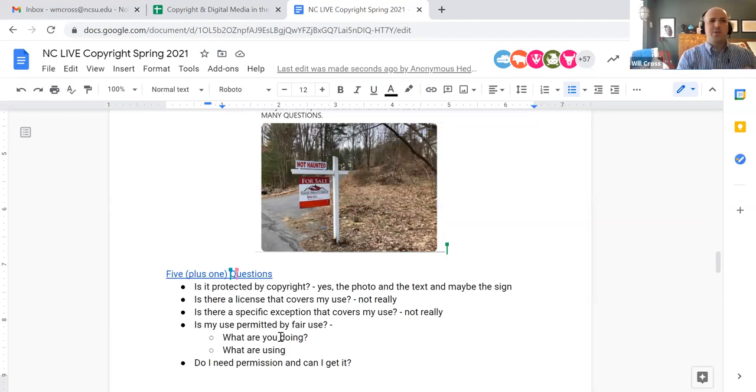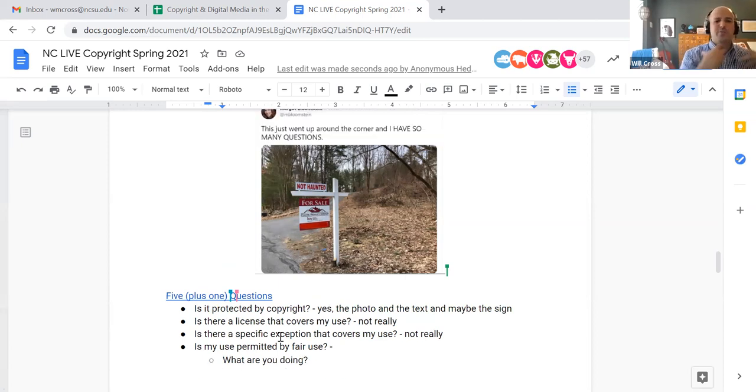On the other hand, if there's just a newspaper photograph, right, car accident yesterday, and there's a photograph that was clearly taken quickly to demonstrate that there was a car accident yesterday, the argument goes there's less of that person's personality or creative spark in there. So it's easier to claim fair use.